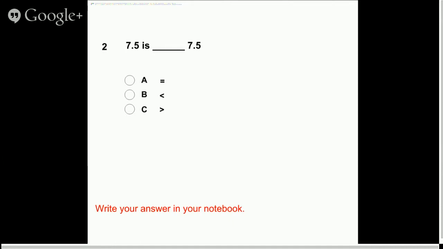All right, write your answer to this in your notebook. Go ahead and pause it. The correct answer is A, equals. And what about this one? Go ahead and pause it. The correct answer is B. Okay, 3.2 is less than 5.7.